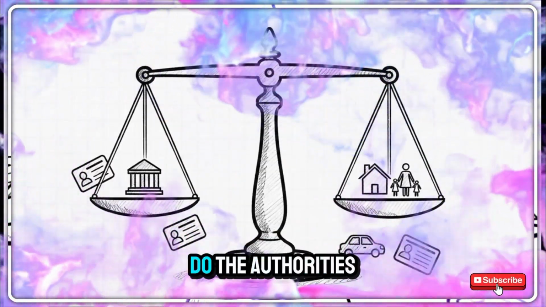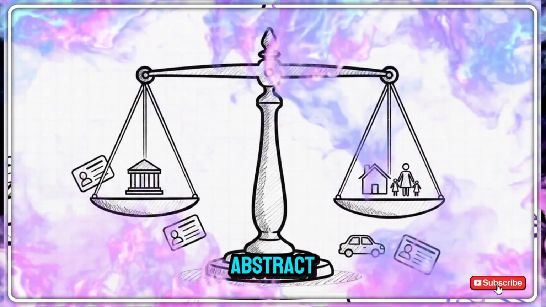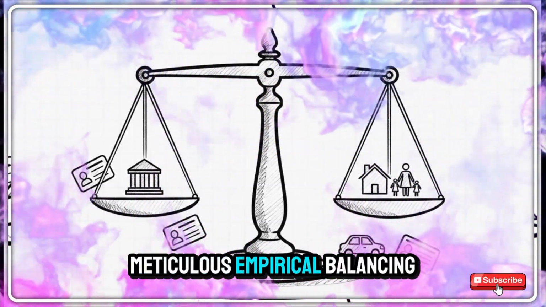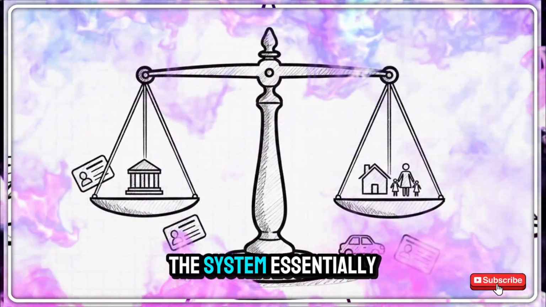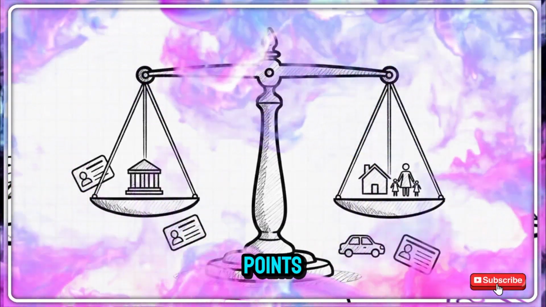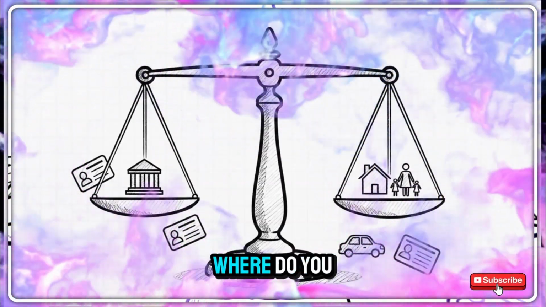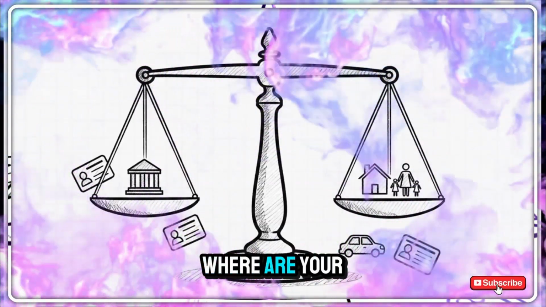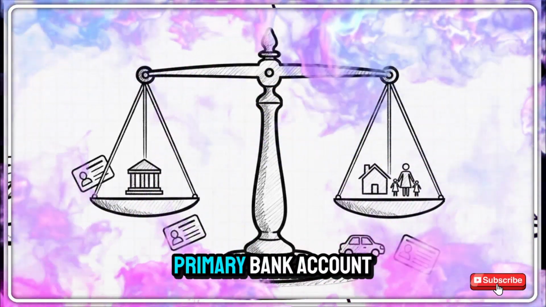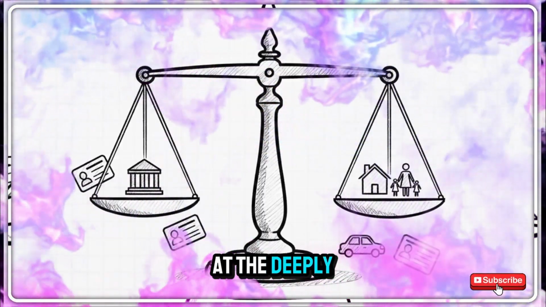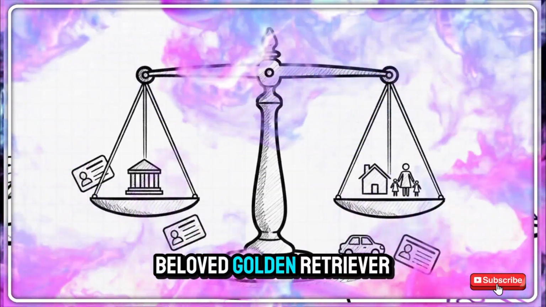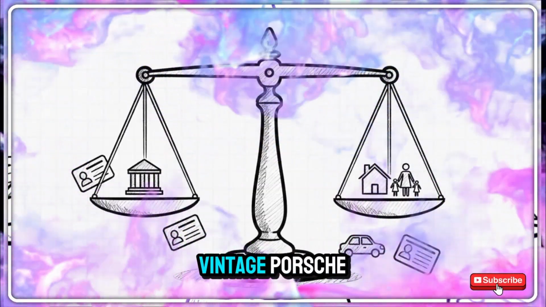So, how exactly do the authorities quantify something as abstract as a connection? It's not magic. They use a meticulous, empirical balancing scale. The system essentially deconstructs your entire lifestyle into verifiable data points. Where is your family actually residing? Where do you store your personal belongings? Where are your vehicles registered? Where do you hold your organizational or social memberships? Where is your primary bank account? They are looking at the deeply mundane realities of your everyday life. Where do you go to the dentist? Where is your beloved golden retriever registered? Where do you keep your prized vintage Porsche?